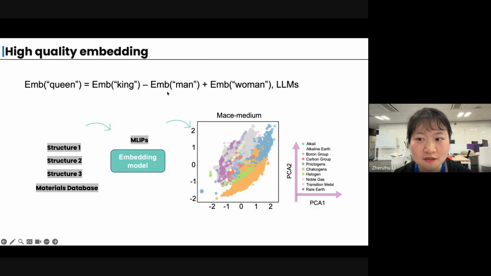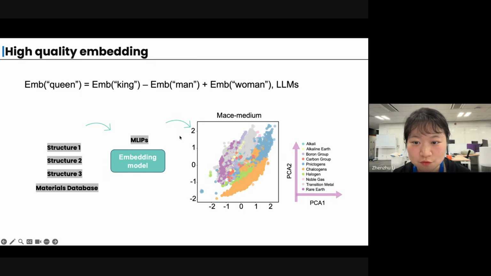In LLMs, we know that if the model can learn quite well about the semantics, then we can do some arithmetic. For example, if we take the embedding of king, minus the embedding of man, and then plus the embedding of woman, then we will get the embedding of queen.